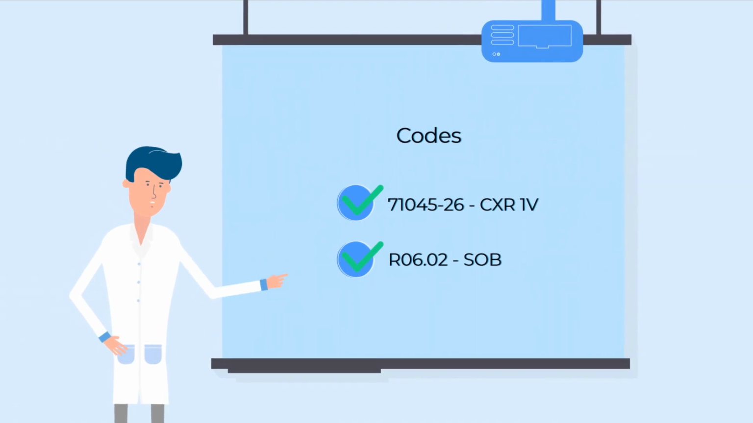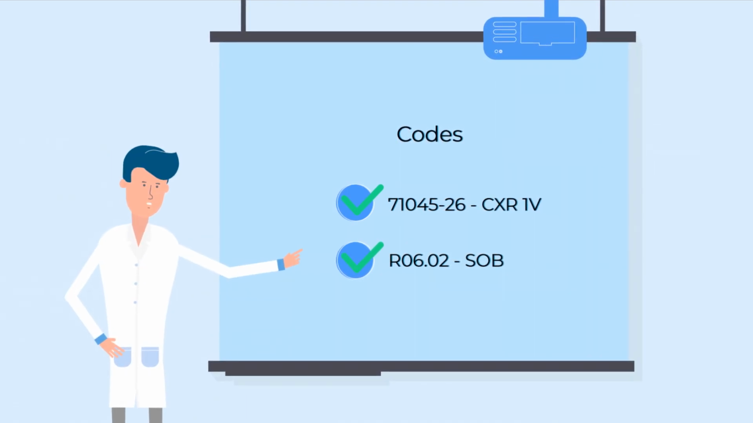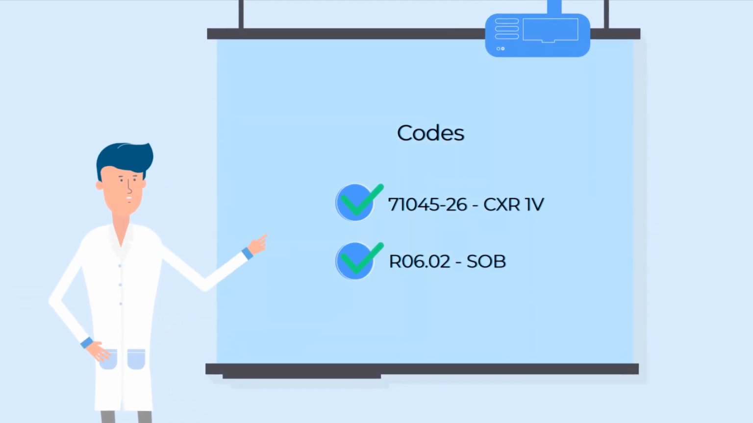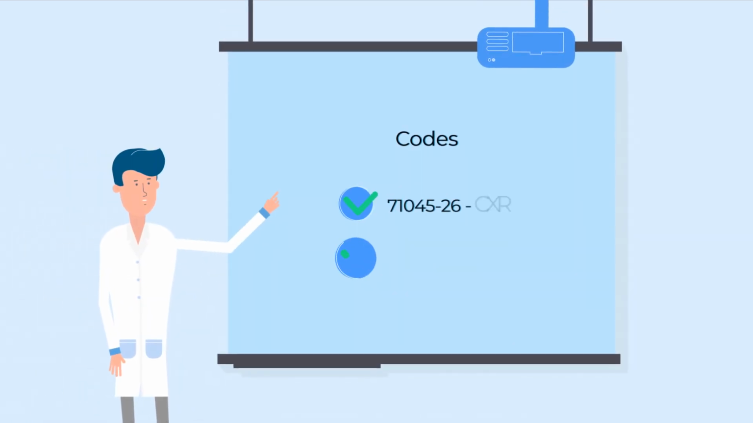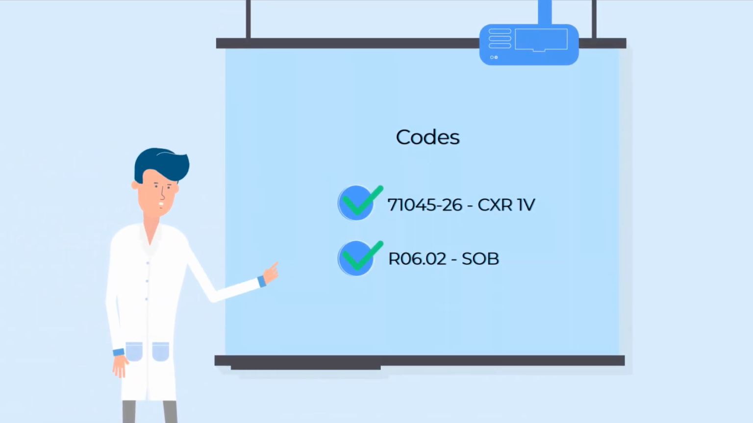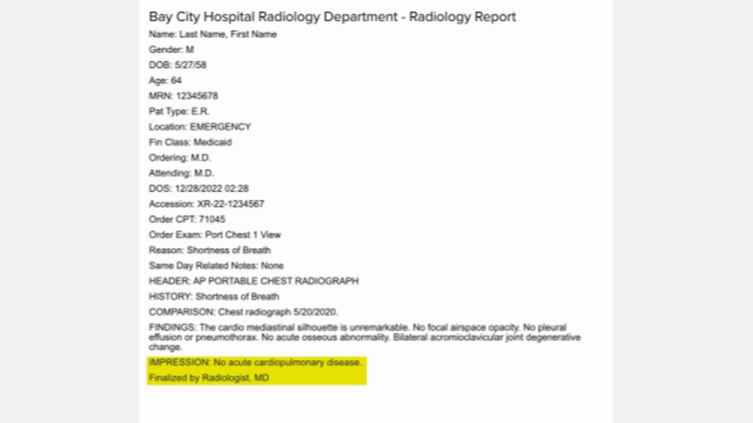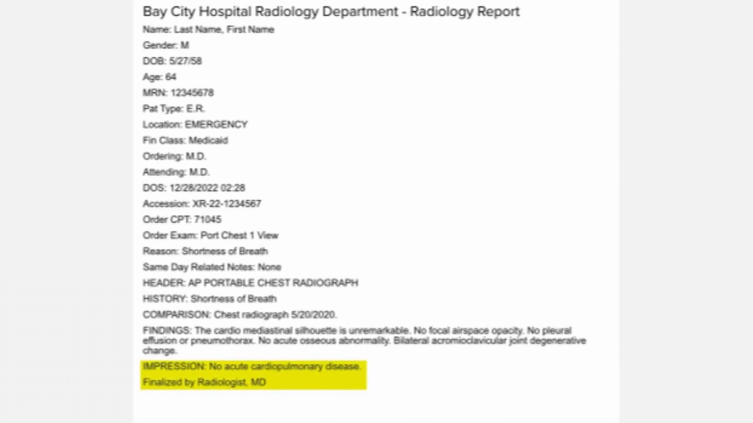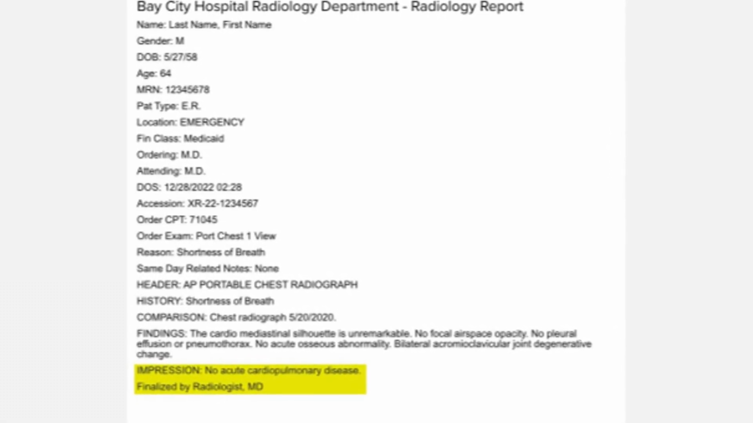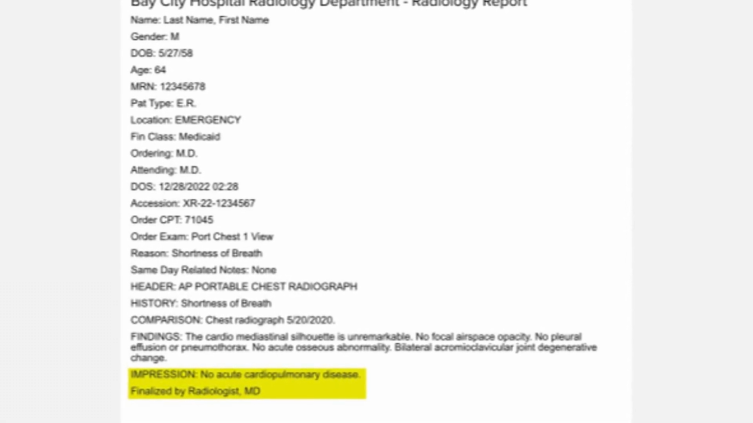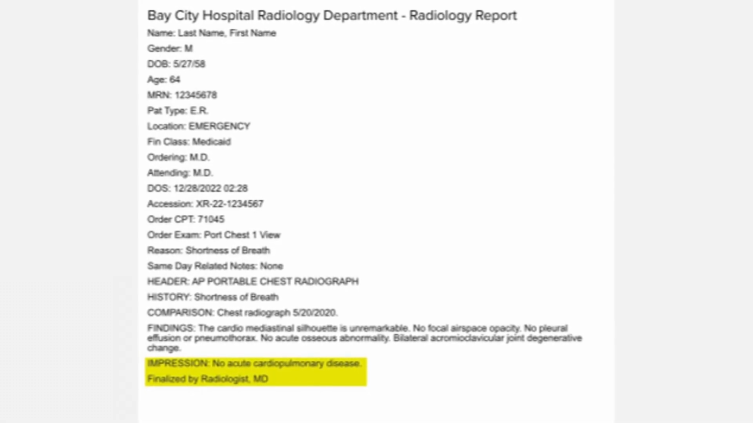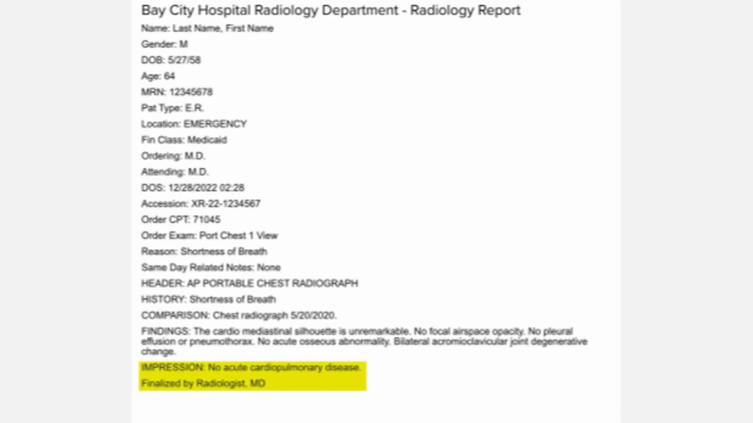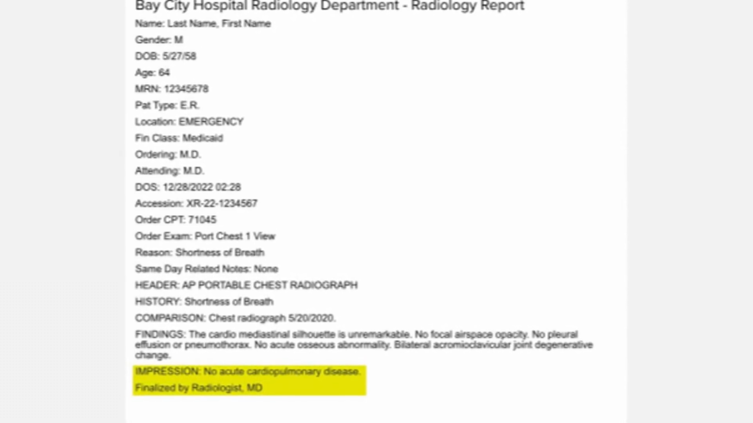As a coder, you'd use CPT 71045 with modifier 26 for the single-view chest X-ray, and an ICD-10-CM code R06.02 for shortness of breath, the reason for the X-ray. Because the X-ray was read as negative, nothing causing the shortness of breath noted, you code the medical necessity for the X-ray. In this case, the reason for the X-ray, shortness of breath.